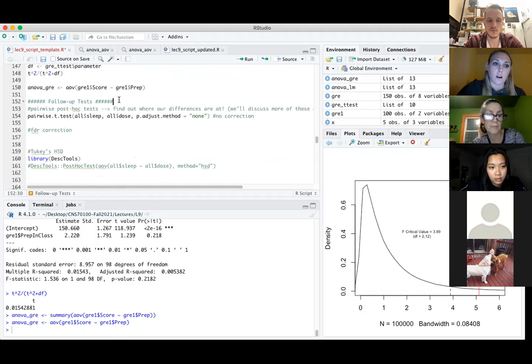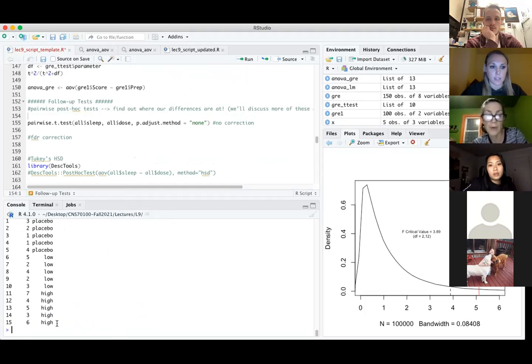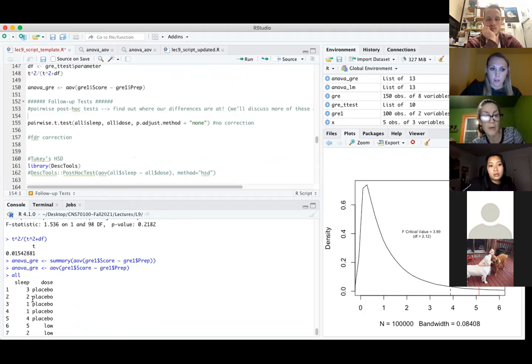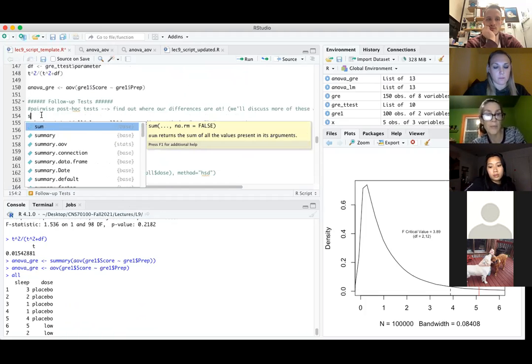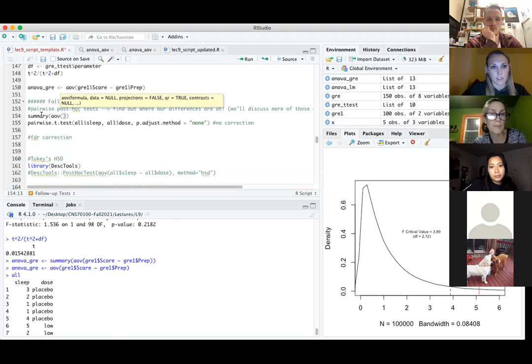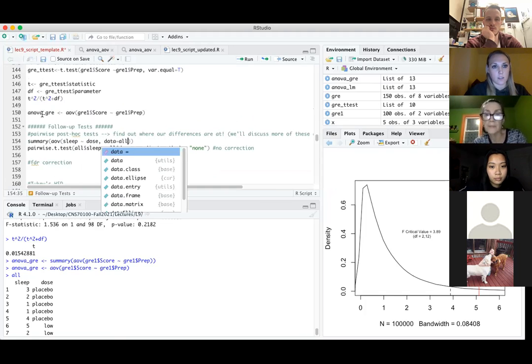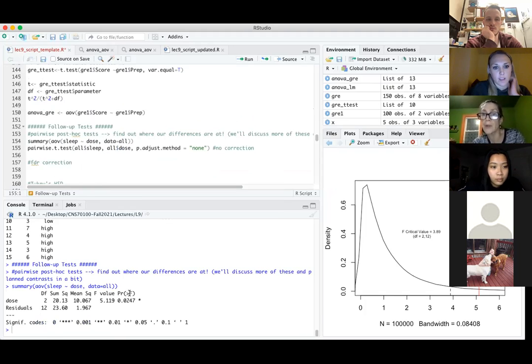So now on to our follow-up tests. Let's go back to this sleep data that we have. Your all data should still be loaded. I'm just going to test to make sure it still is in mine. So we have our sleep and our dose. Let's say that we ran our ANOVA. I'm just going to do this this way. I usually use the AOV if I just want to see the table the fastest. Where we have our sleep dose, it should be a tilde dose, data equals all. So here we have a significant ANOVA.